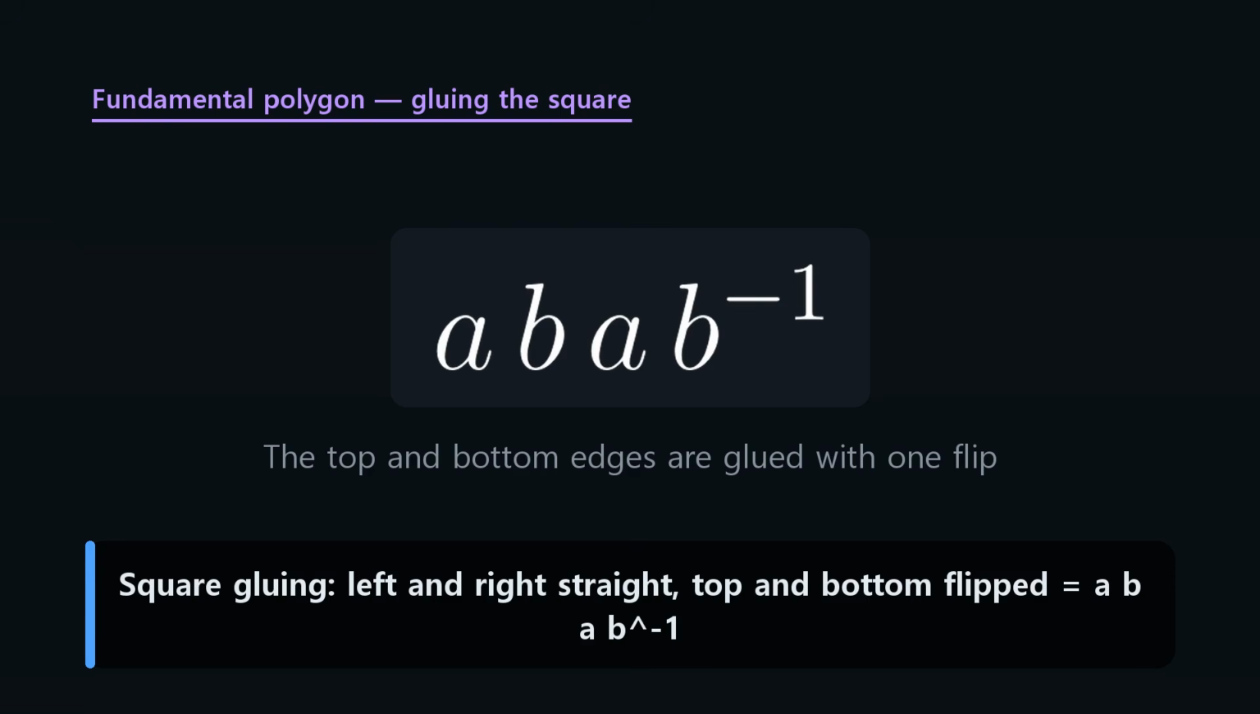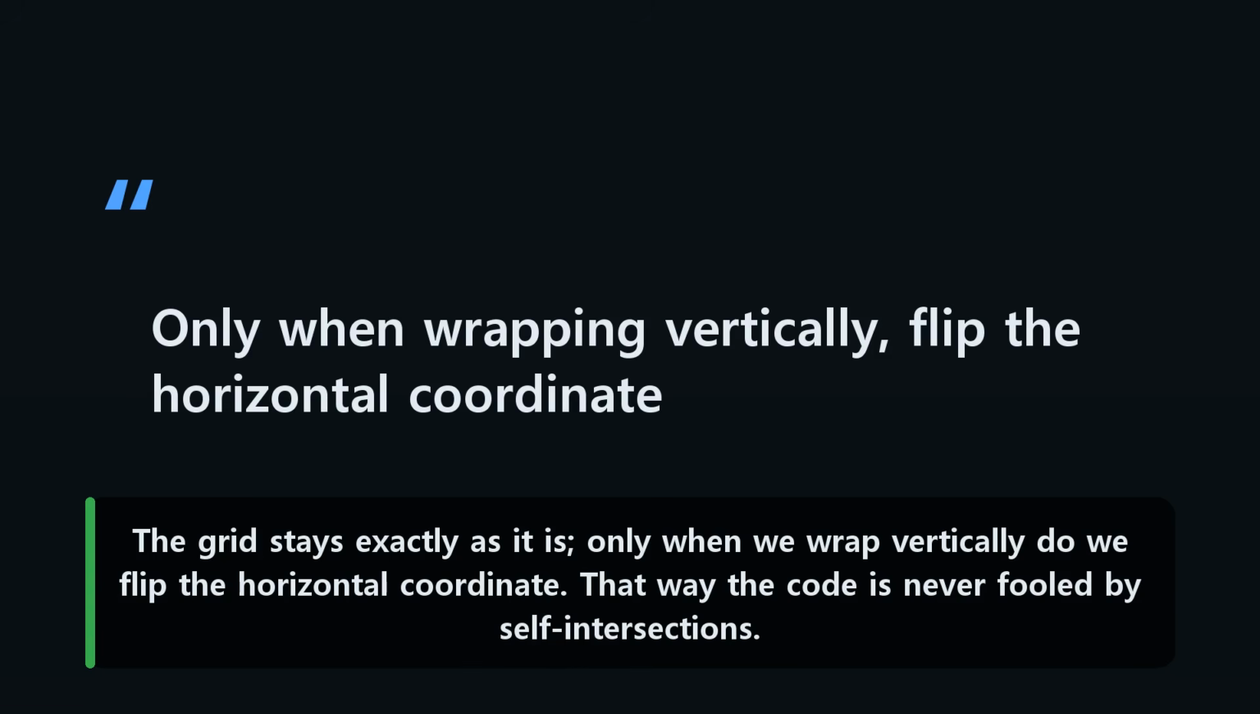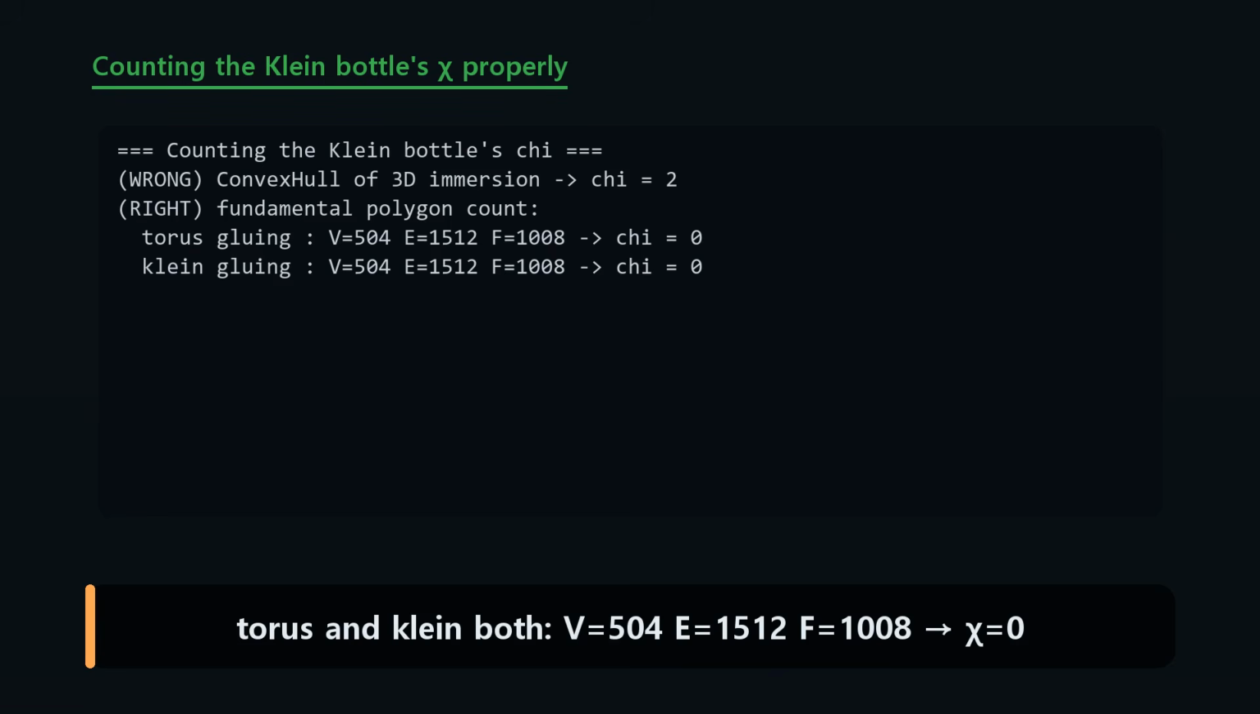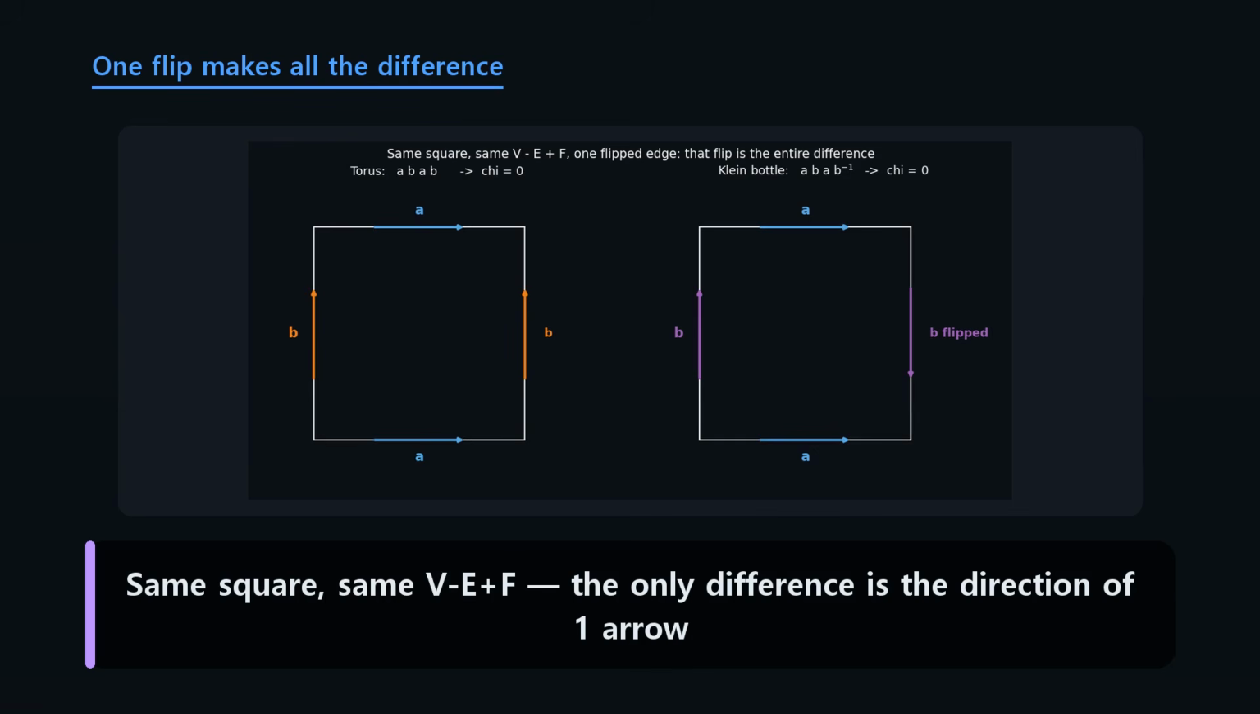Left and right are glued straight across. Top and bottom are glued with a single flip. The grid stays exactly as it is. Only when we wrap vertically do we flip the horizontal coordinate. That way the code is never fooled by self-intersections. Look at the result. For the torus and the Klein bottle, V and F come out as exactly the same counts. The same square, the same V minus E plus F. The only difference is the direction of a single arrow, the one difference Chi cannot see.